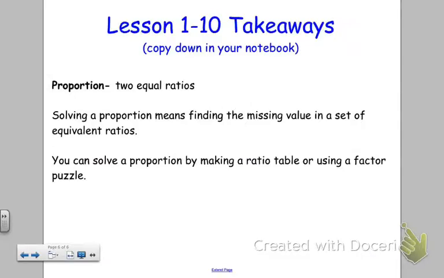Okay, takeaways. Remember, a proportion is when you have two equal ratios. When you're solving a proportion, that means you're finding the missing value in a set of equivalent ratios. Usually you're given 3 numbers and you have to figure out the missing one. And you can solve a proportion by making a ratio table or by using a factor puzzle.